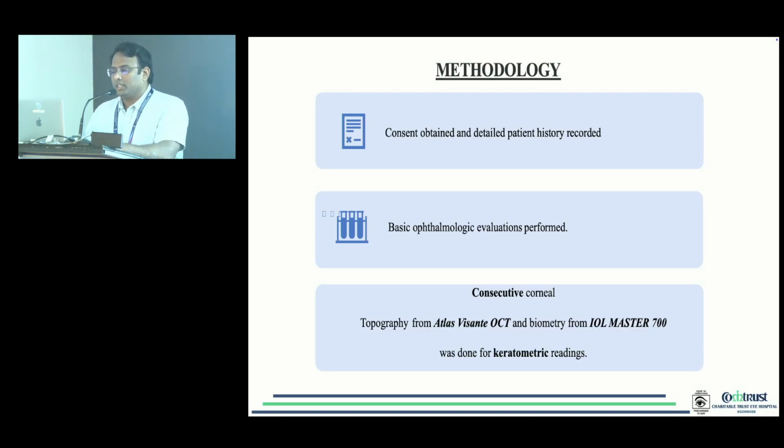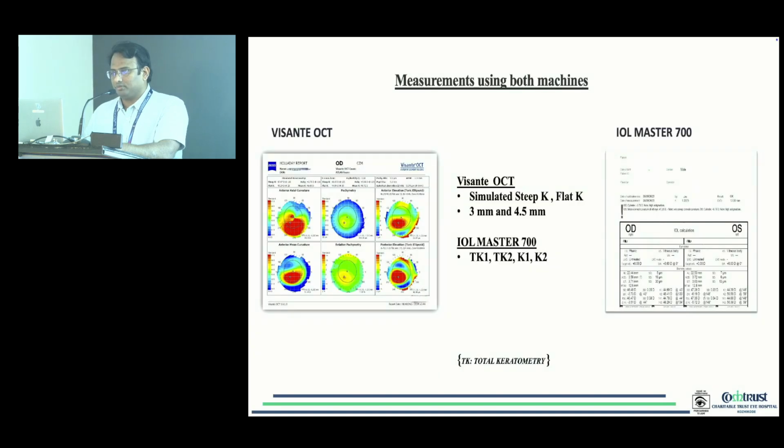The consent was obtained and detailed patient history was recorded. Basic ophthalmologic evaluation was performed. The consecutive corneal topography from Atlas Visandi OCT and the biometry from IOL Master 700 was done for keratometric readings. So these were measurements using both the machines. In the first machine, Visandi OCT, simulated steep K and flat K was taken from 3 mm and 4.5 mm area. And from the IOL Master 700, total TK1, TK2 and K1 and K2 were taken. And these were compared.